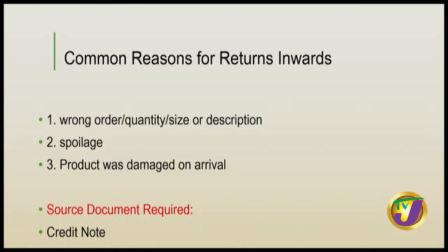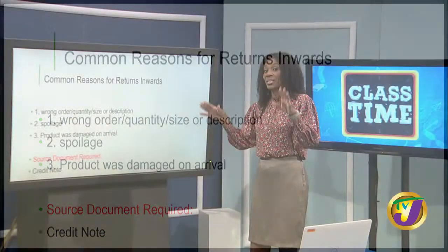Could be a case where the box milk was even spoiled, you know, and the young lady couldn't drink it, so she had to return it to us. Or possibly the product was damaged on arrival. Now, when there's a returns inwards, we normally write up what is known as a credit note.